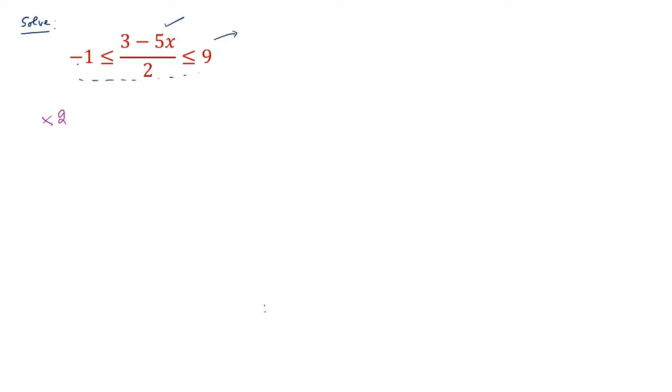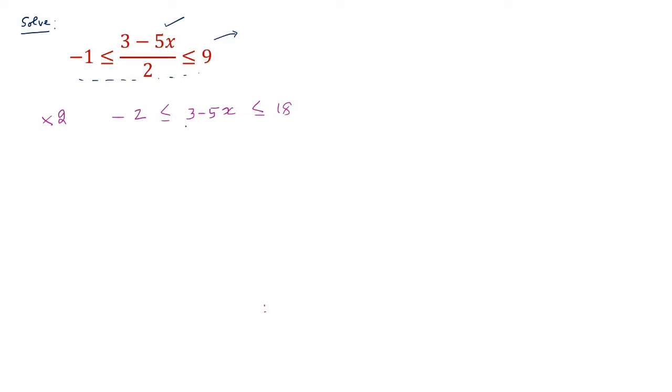When you multiply minus 1 by 2 you will get minus 2. The whole thing when you multiply by 2 you will get 3 minus 5x. This 9 will become 18, less than or equal to 18. Now again I want to remove this 3 as a next step.